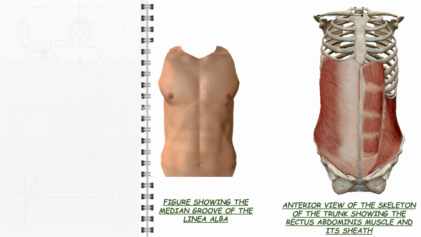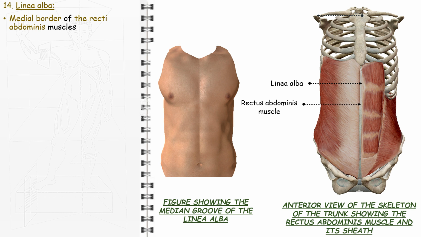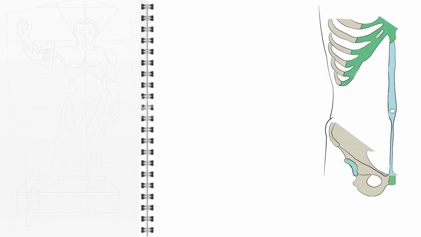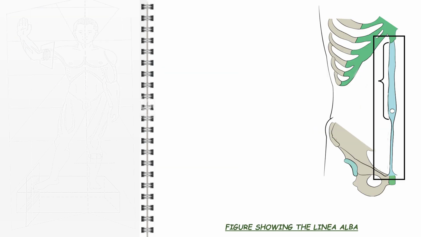The linea alba projects towards the medial border of the recti abdominis muscles and represents the most medial part of the rectus sheath. It is the midline fusion of the aponeuroses of external oblique and internal oblique forwards and transversus abdominis and internal oblique backwards. It forms a median groove at the midline. It extends from the xiphisternum to the pubic tubercle.